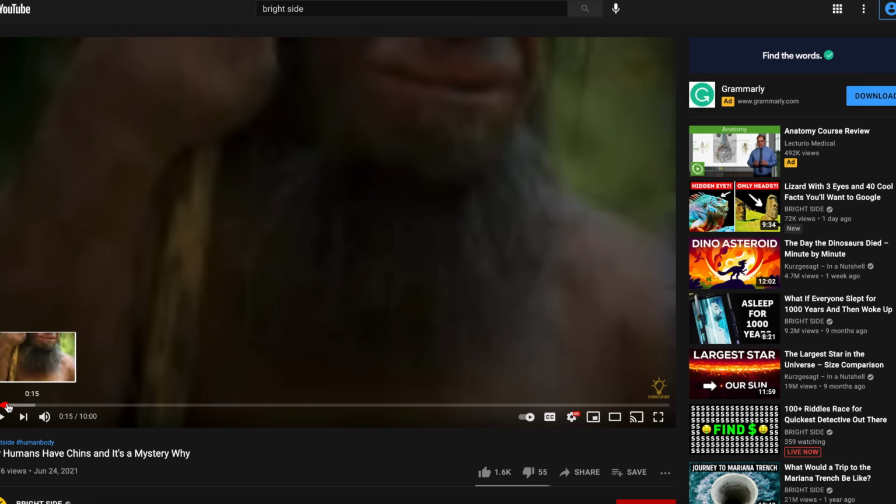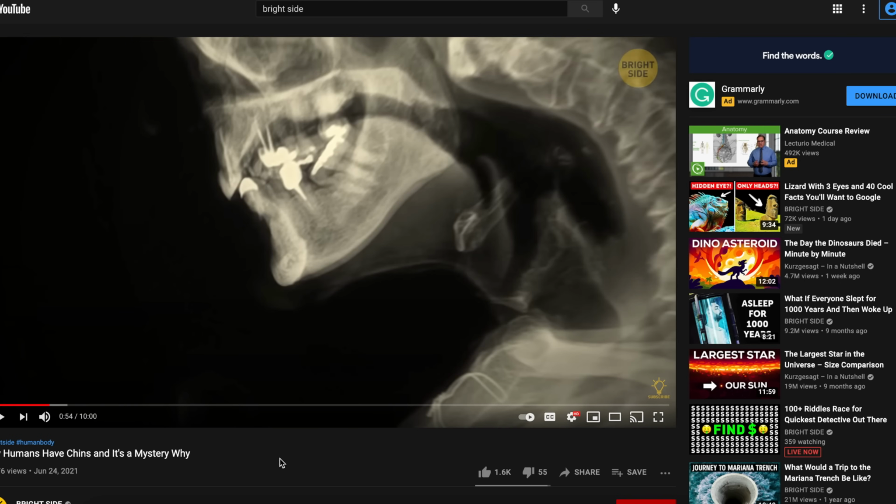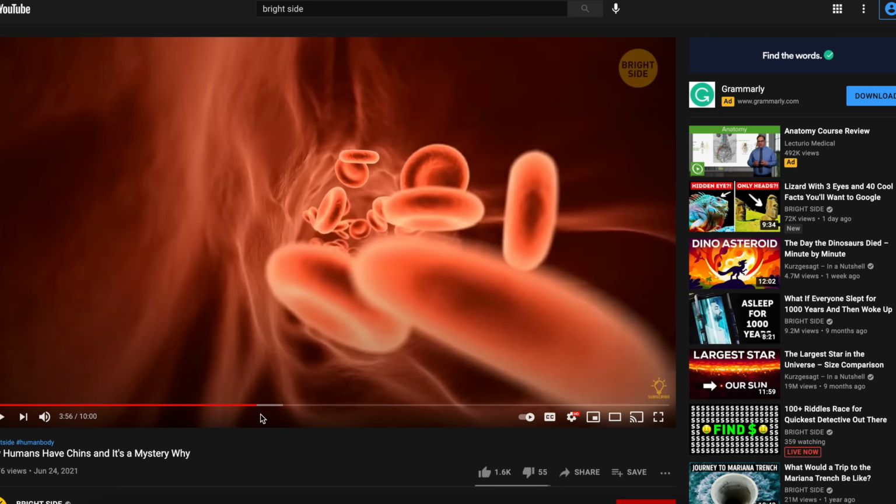the voiceover. And if I scrub through it, you can see it's just a ton of different images, stock photos, graphics, and things like that. It's just a voiceover. You don't see a person talking. So that's what we mean by faceless.